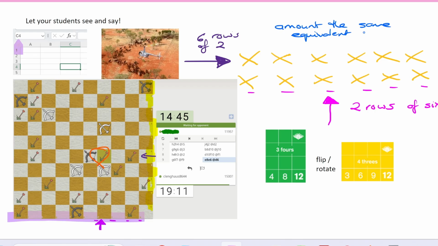What we're trying to do is to have our students be flexible in their thinking and not locked into 2 rows of 6, and this is the only way I can see it. I've got some examples there of my multiplicative thinking blocks. You can rotate them, you can flip them. You can say that they're 3 4s, you can say that they're 4 3s.